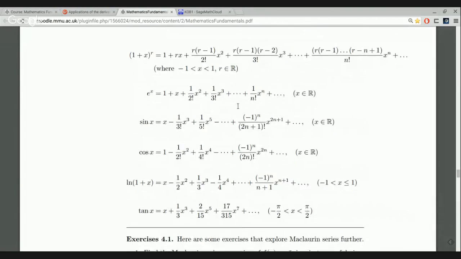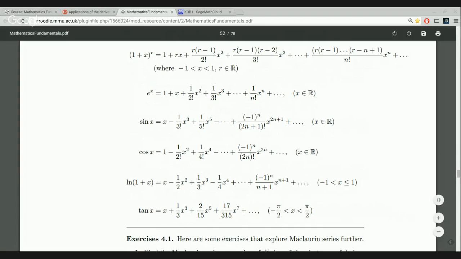Okay. Now, what we might show you now on the overhead is just a little argument which goes some of the way to justifying the existence of these things, and why that formula for the Taylor series is correct. Okay.